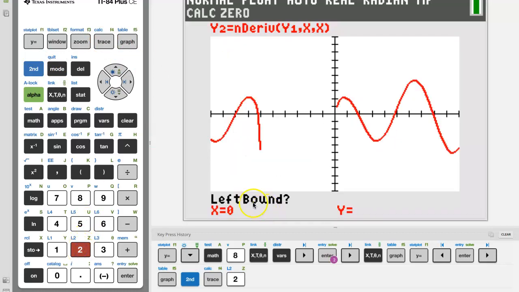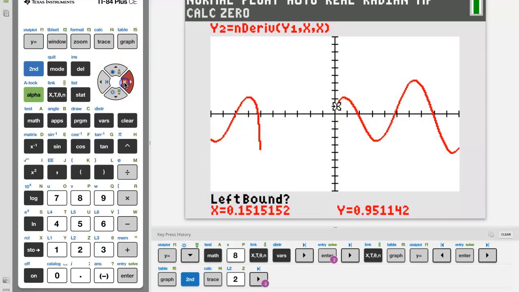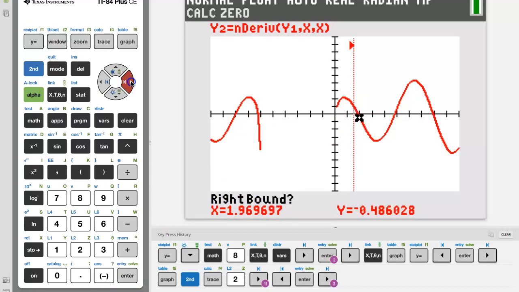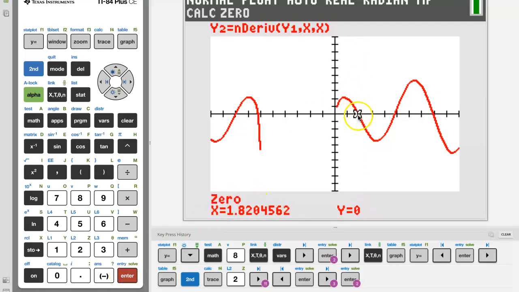When you're trying to find a zero, it wants you to put a number just to the left of the zero, and a number just to the right of the zero. So I'm going to scroll across until my little cursor is just to the left of that zero, maybe a little bit farther just to be safe, and hit enter. Now it says right bound. I want to scroll a little bit farther until I'm just on the right, making sure it's a negative number, and hit enter. Then guess, hit enter one more time. Now I know that the place where this negative area for my derivative starts is 1.82, 0.